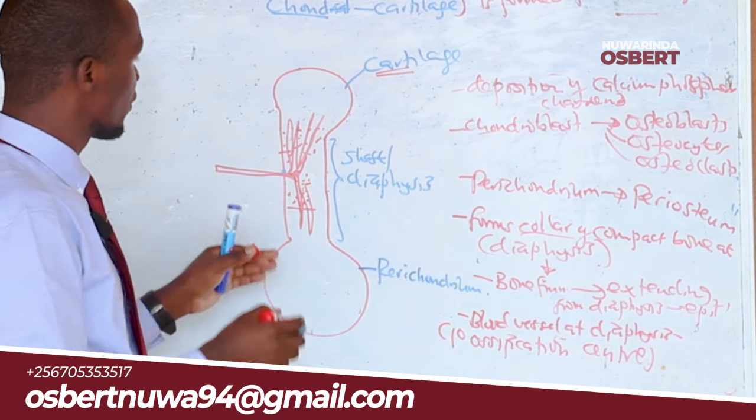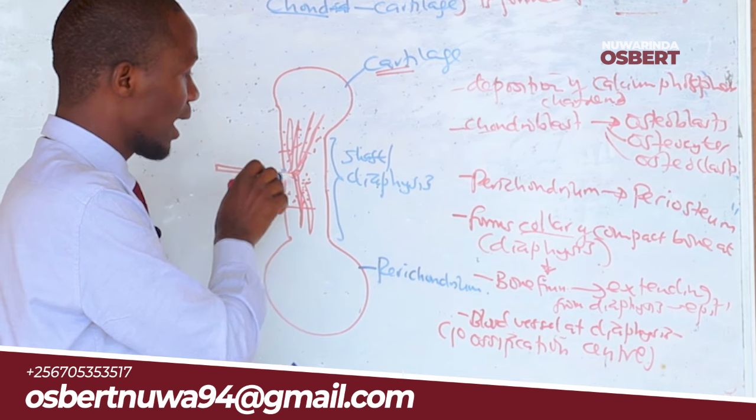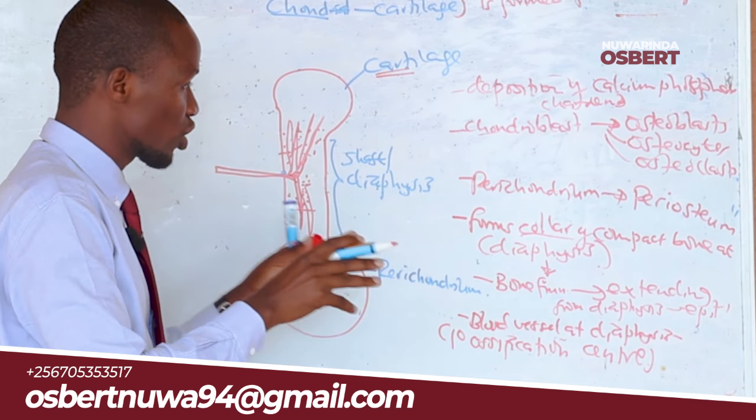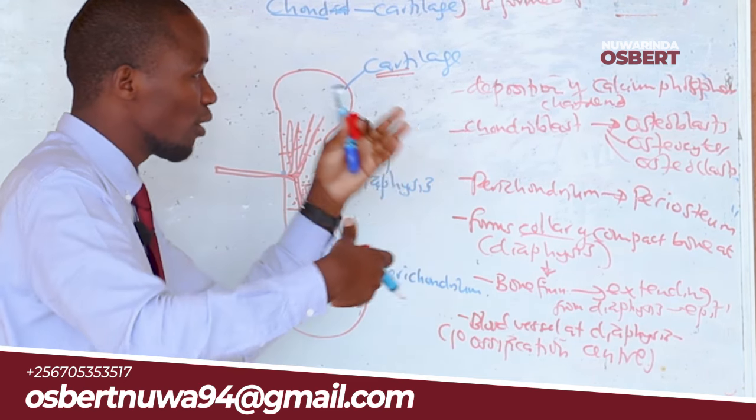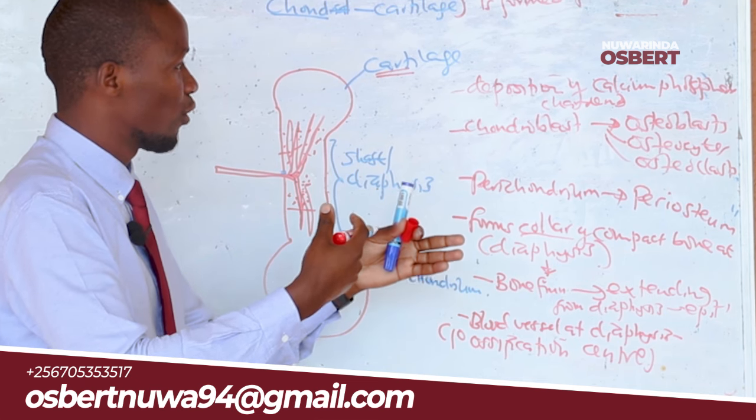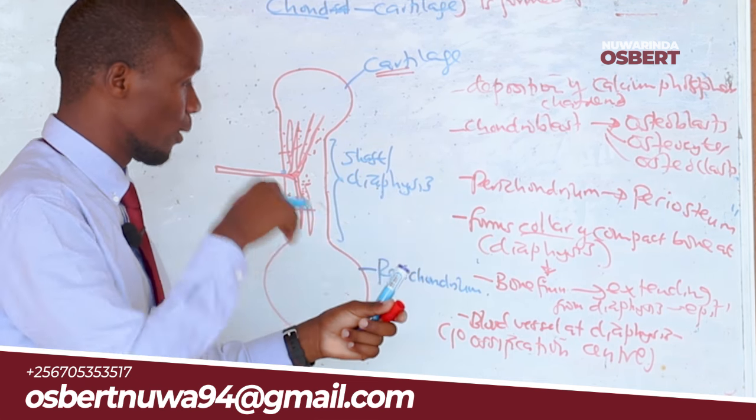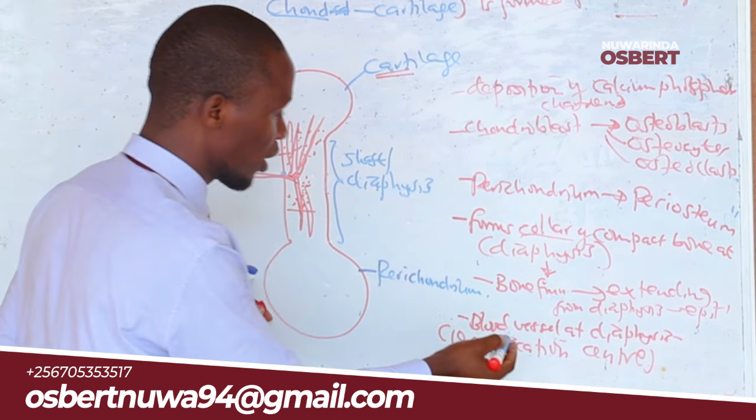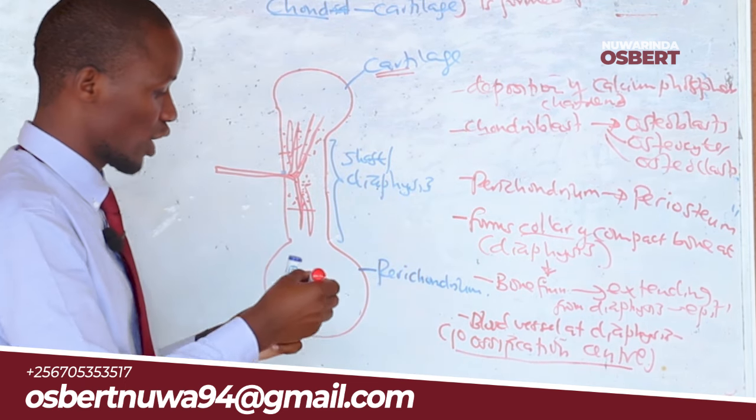So in a long bone, penetration starts at the center, and we are saying at the center there is where the deposition of the ions starts, the turning of the chondroblasts into osteoblasts and so on. Where it is starting from, that one forms the primary ossification center.